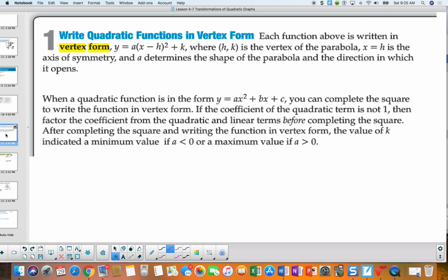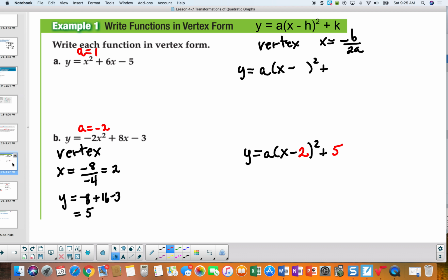The vertex form looks like this. And in the vertex form, it reveals the vertex, so we know the turning point of the parabola. This is what we call standard form. In standard form, you can't see where the turning point is. Okay, let's go ahead and see if we can get into vertex form. The first step is that you need to know the vertex, because it's called vertex form.